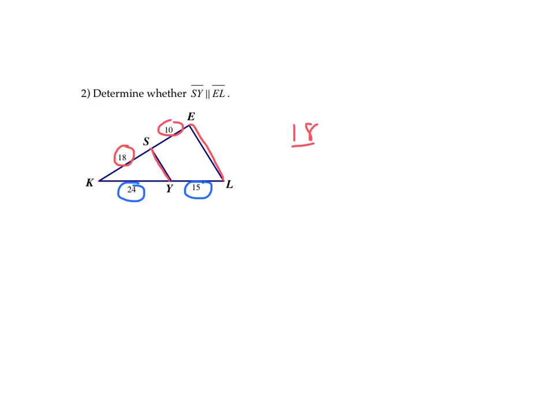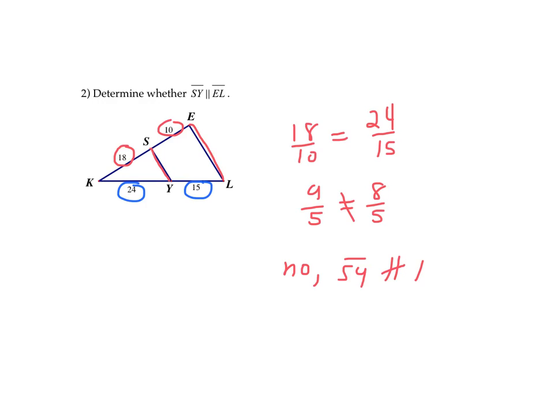So let's compare our sides. We have 18 over 10, and see if it's equal to 24 over 15. So simplify both of the fractions. In the first case, divide by 2, we get 9 over 5. In the second case, 24 over 15, the common factor would be 3. Dividing by 3 leaves us with 8 over 5. Obviously, they're not equal to each other, so the answer is no. Line segment SY is not parallel to line segment EL.